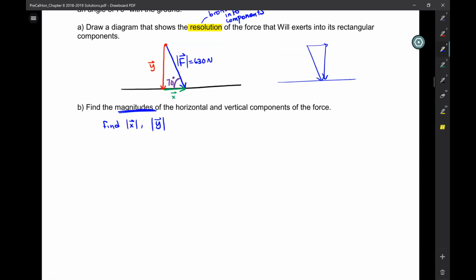Okay, let's do this. What I'm going to do is draw that bigger here. So this is Y, and this is X, and that's F. F is 630 newtons, and there is an angle of 70 degrees here. How can I relate X to what I have?